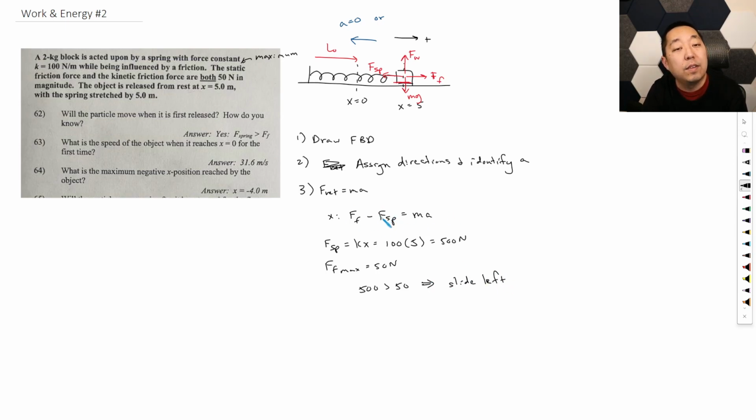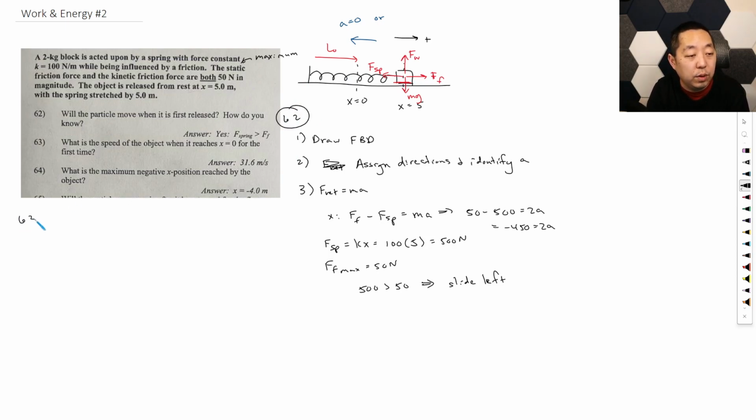It's going to have a negative acceleration because the friction will be 50 minus 500 will equal 2 times a. You can find the initial acceleration. It's going to be a negative number, right? And so what does a negative mean? Because we said right was positive, it is going to accelerate to the left. Okay, so that's part 62.